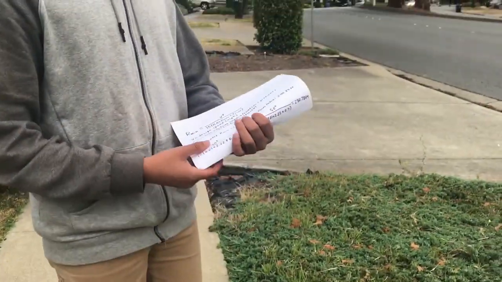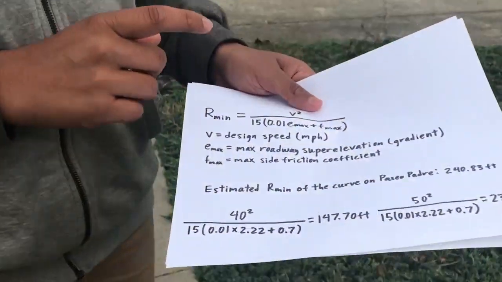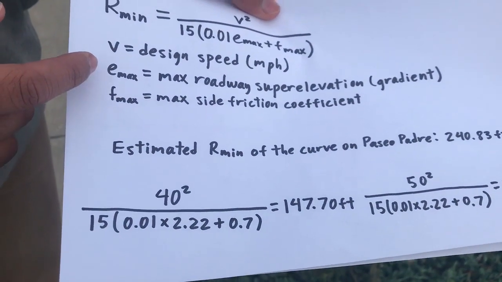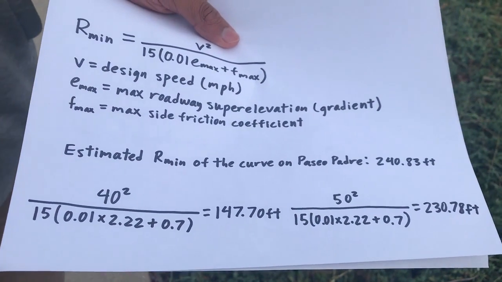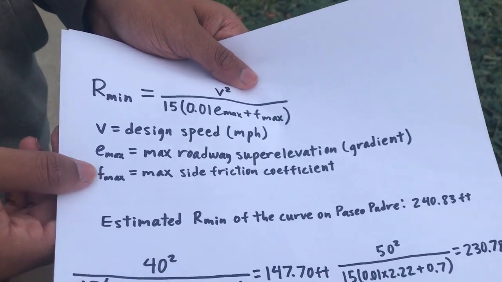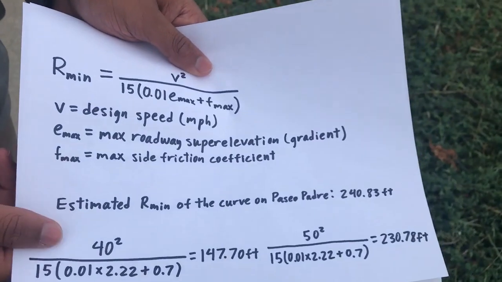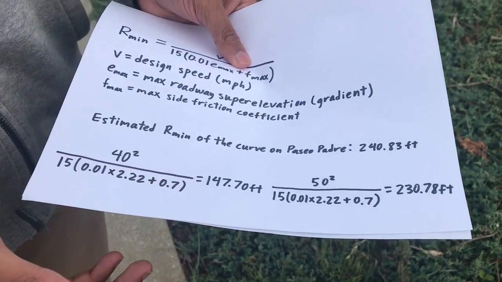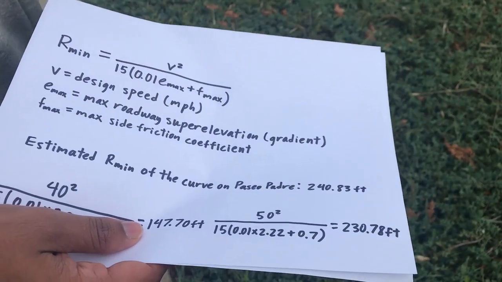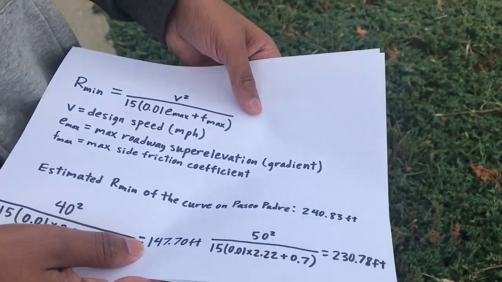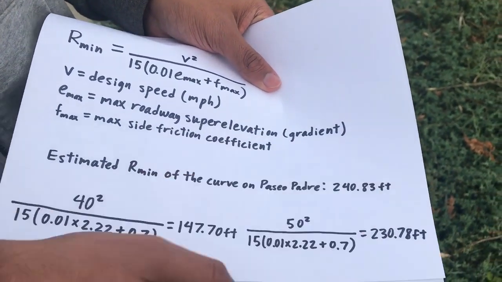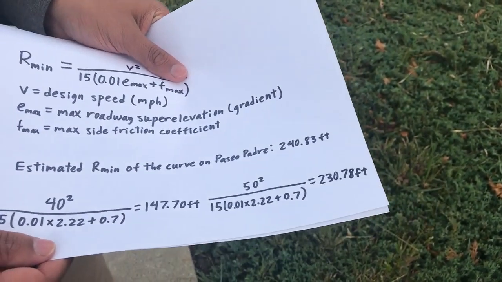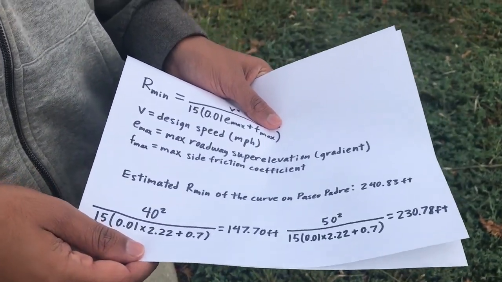So the actual guideline is given by this formula, where V is the speed of the car, E max is the maximum roadway super elevation, which is basically the gradient of the cross section of the road, and F max is the maximum side friction coefficient, which is the coefficient of friction between the tire and the asphalt. So using all of that, out of all the radii of curvature I calculated, the minimum was 240.83 feet. So the speed limit along this road is 35 miles per hour, but I think you know by now that nobody actually goes at that speed.